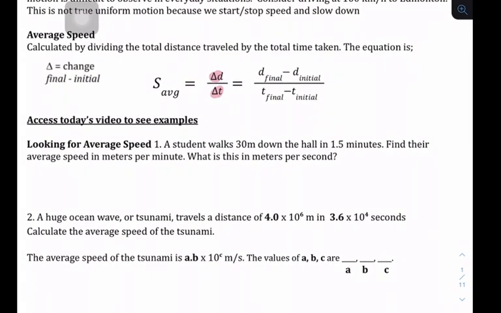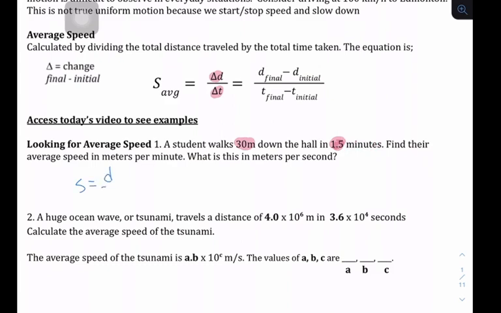A student walks 30 meters down the hall in 1.5 minutes. Find their average speed in meters per minute. What is this in meters per second? So we look to see what we're given, and it usually looks helpful to see the numbers and the type of units that they're describing after. We have 30 meters, that's our distance, and we have 1.5 minutes.